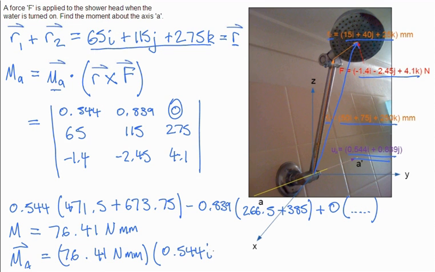0.544 I plus 0.839 J, which finally equals 41.57 I plus 64.108 J. And this is in Newton millimeters.